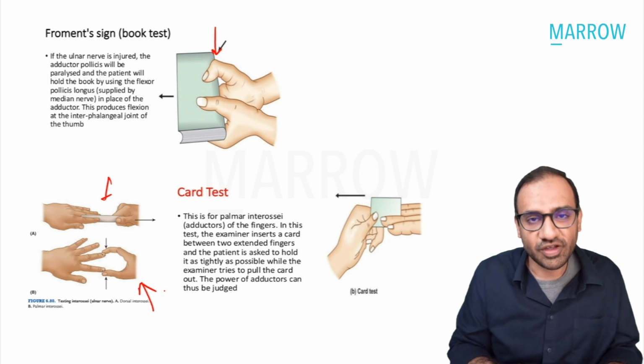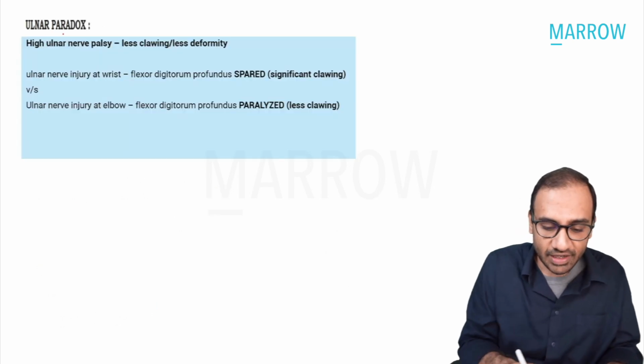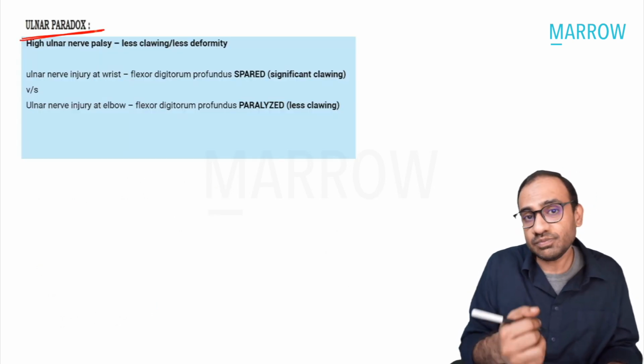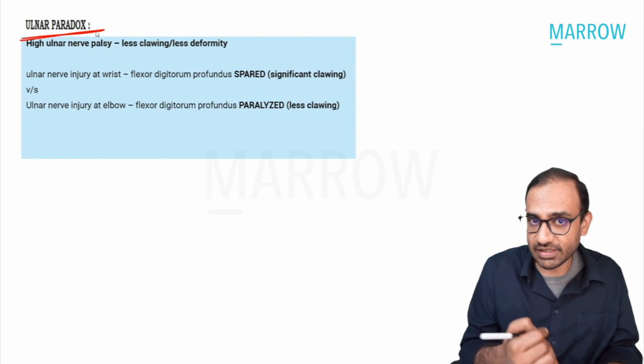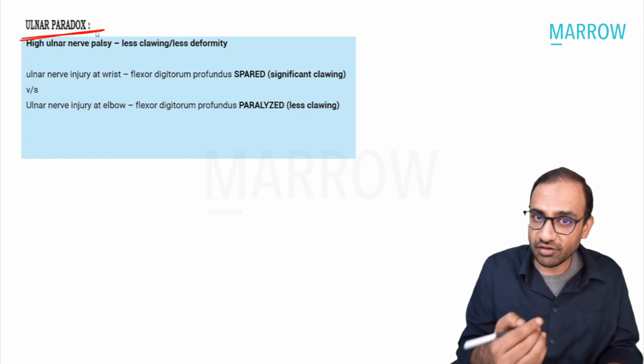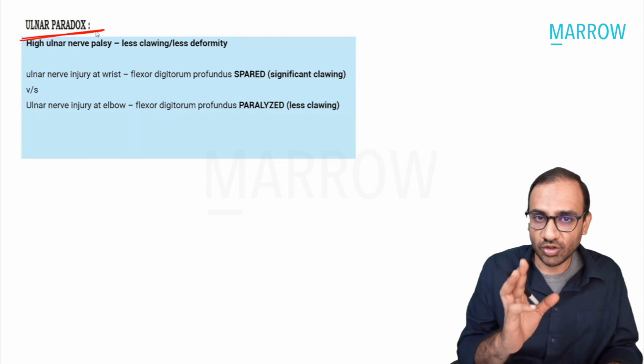Everything we have read about the ulnar nerve you know. And ulnar paradox also you should know. In high ulnar nerve palsy, that is ulnar nerve palsy that occurs at the elbow, because of the involvement of flexor digitorum profundus, the clawing will be less.